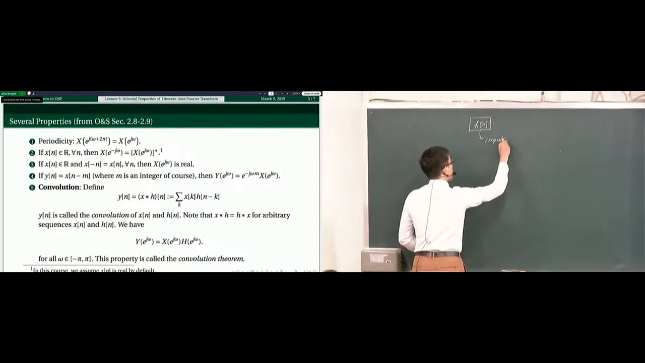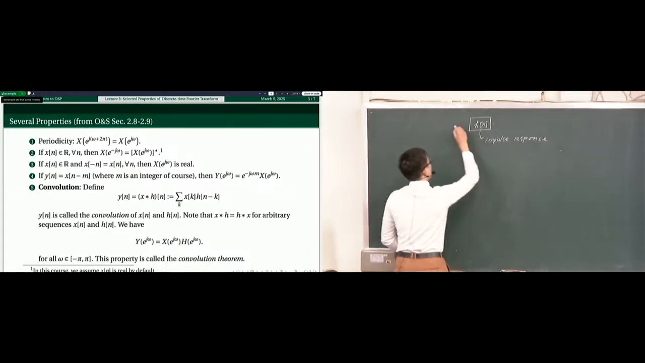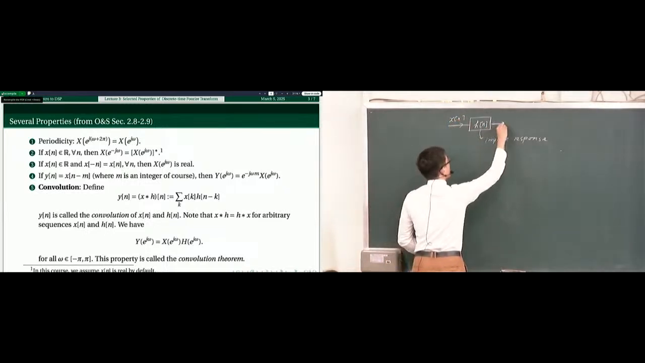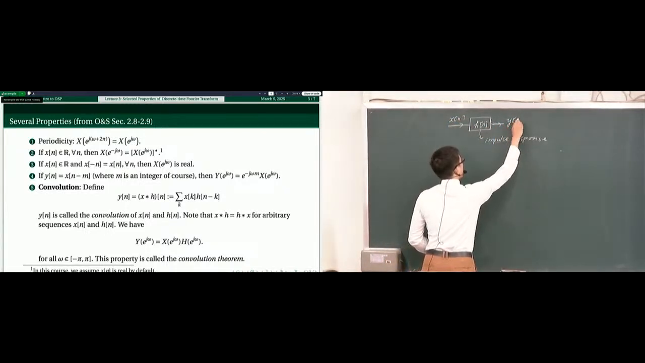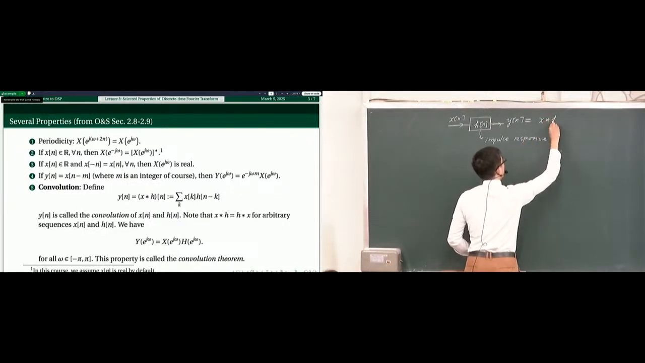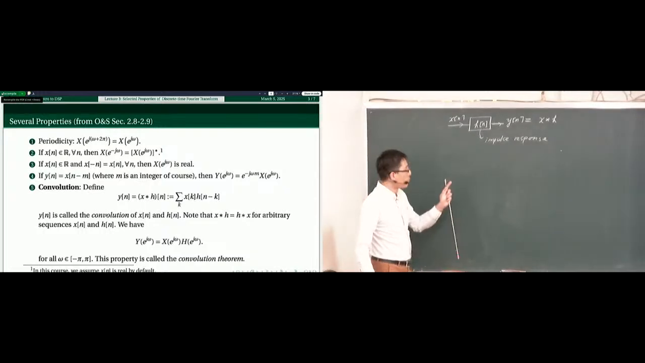So the context often goes this way. If h is the impulse response of a system, and we take x as the input, then the result is going to be x convolve with h. That's most often the number one context in which we use the convolution. We think about the convolution theorem. We'll come back to this.